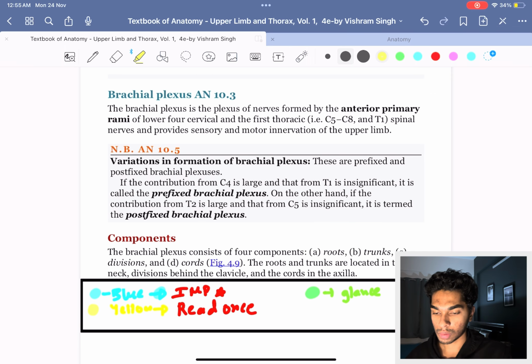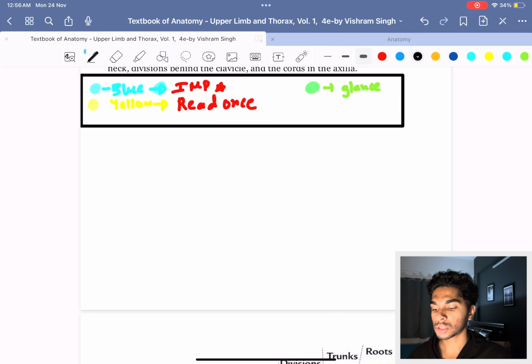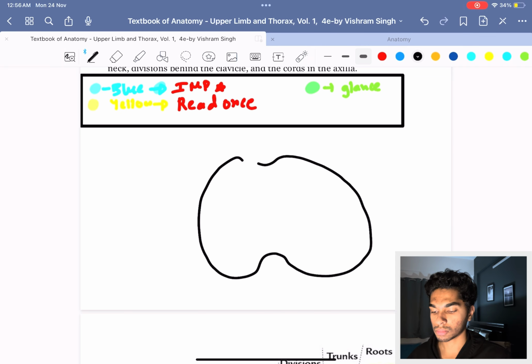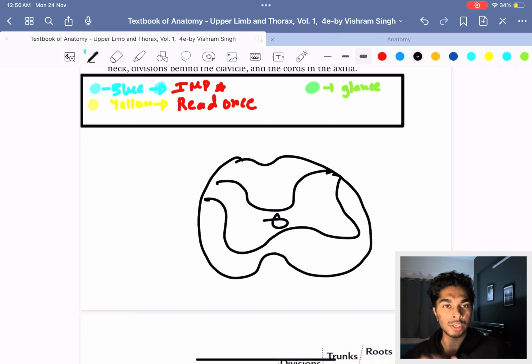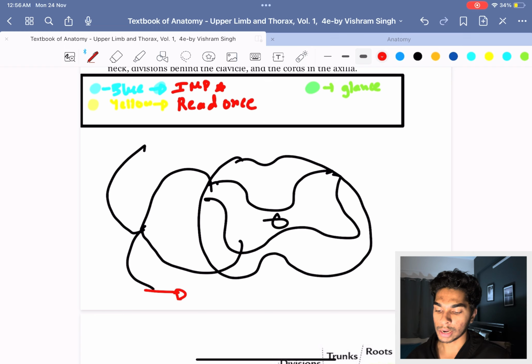So brachial plexus is a plexus of nerves. As I told you, it's a group of nerves formed by anterior primary rami. So what is anterior primary rami? I'll explain you very roughly. So let's say this is the spinal cord section. Okay. Spinal cord section. Taking a spinal cord and cutting it. There's one coming from the posterior and anterior. Yeah, going back and coming front. The one which is coming front, this one is called anterior primary rami.